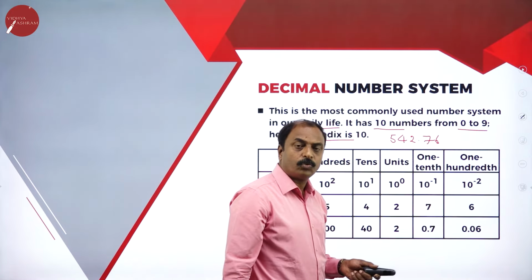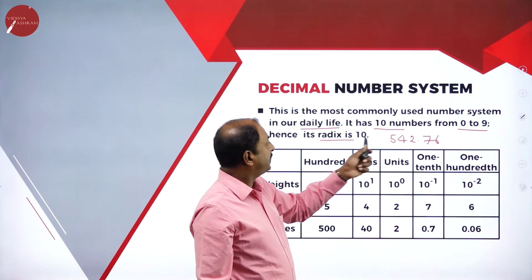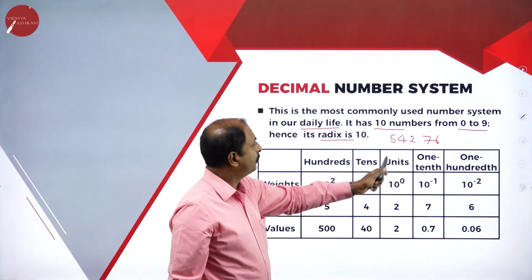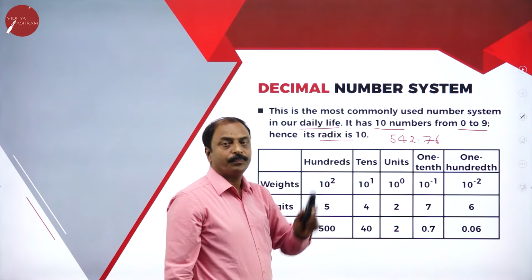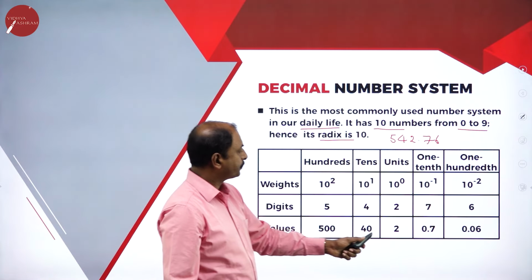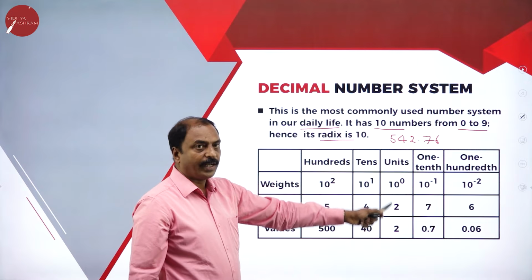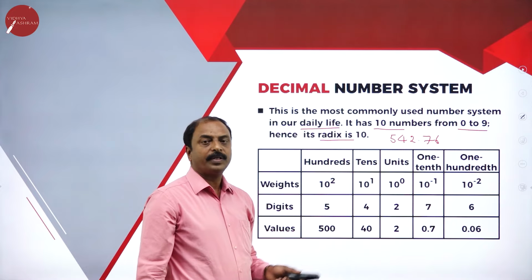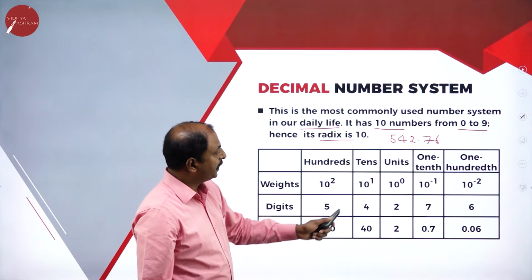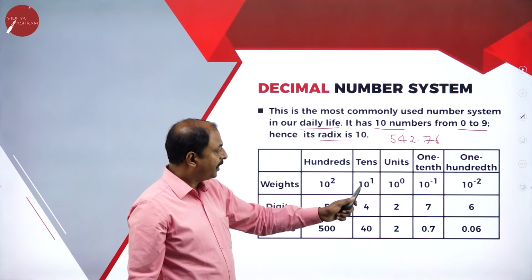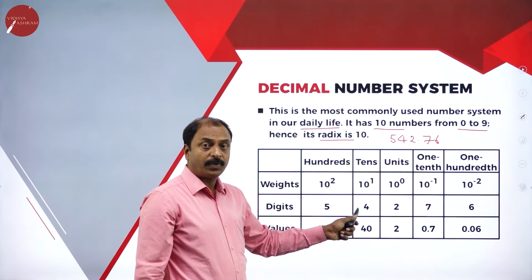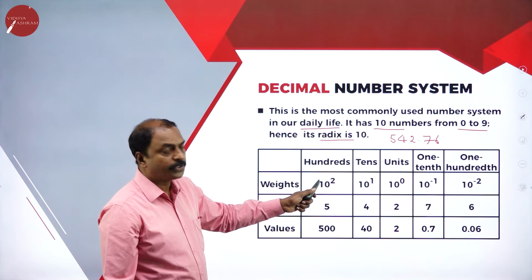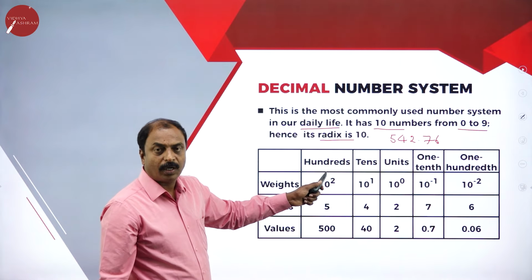Now how do we write this? Because here the radix is 10, the positions are 10 to the power of 0, 10 to the power of 1 and 10 to the power of 2. Look into this. 10 to the power of 0 is always 1. So here 2 into 1 is 2. And here 10 to the power of 1 is 10, multiplied by 4, that is 40. So its value is 40. And here 10 squared, because its position is 2, 10 to the power of 2.